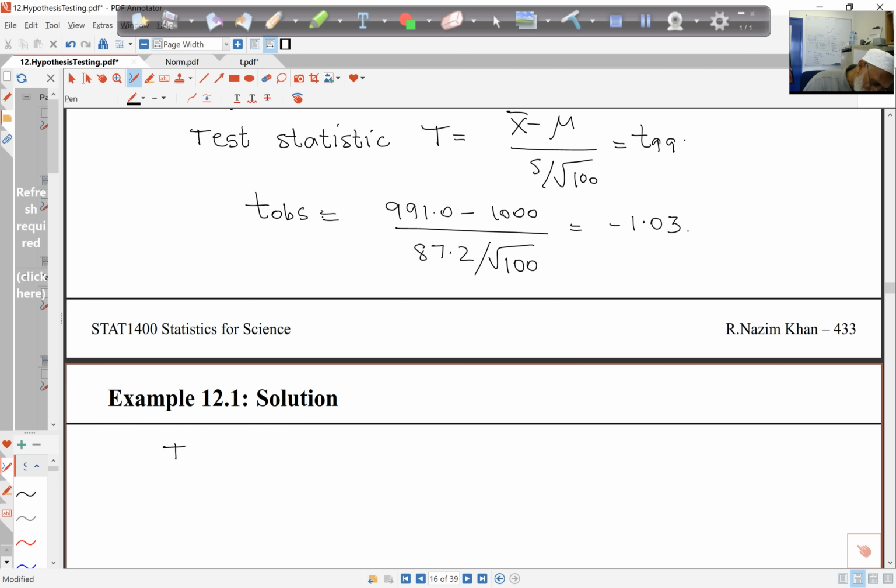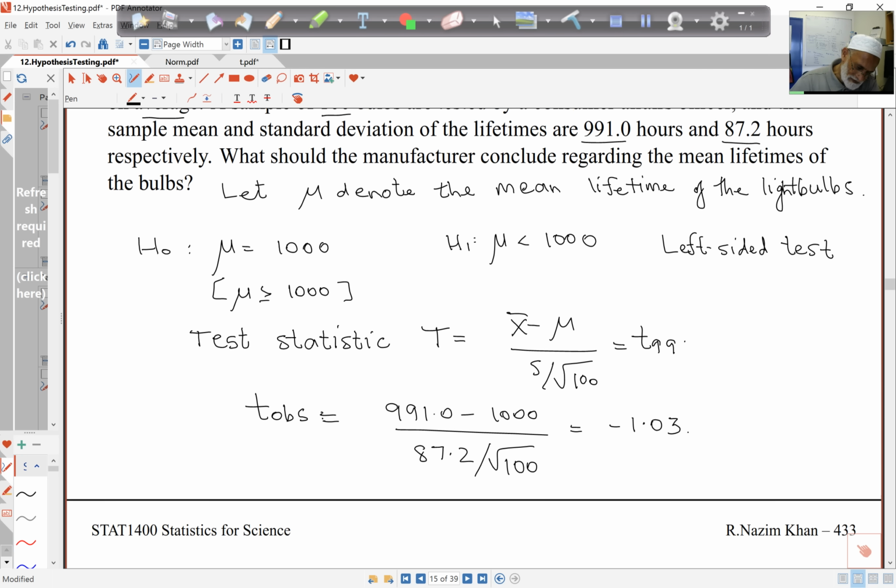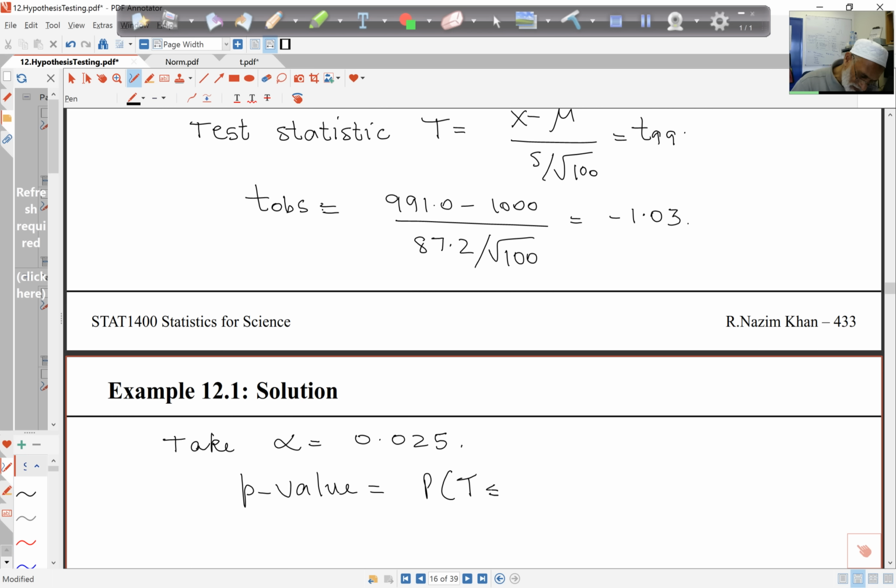As it's a one-tailed or one-sided test, we'll take our significance level alpha to be 2.5%. And so what I need here now is a p-value. Because this was a left-sided test, it's the probability that t is less than or equal to my observed value, negative 1.03, where this t is a T99 distribution.